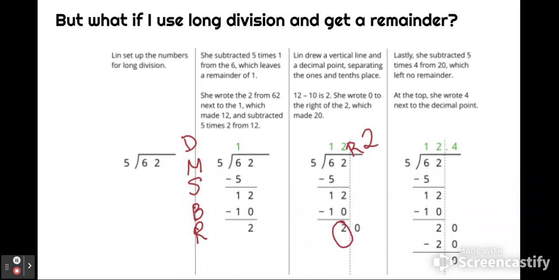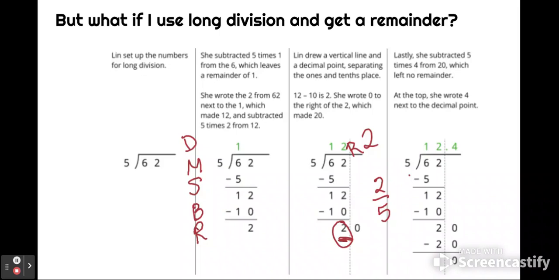So instead of just putting our 2, we have to figure out what that 2 actually represents. And what that 2 actually represents is I have 2 out of 5, because 5 is my divisor. I have to figure out, okay, what is 2/5? I have 12 and 2/5, but what does that mean in terms of a decimal? Here's what you're going to do.